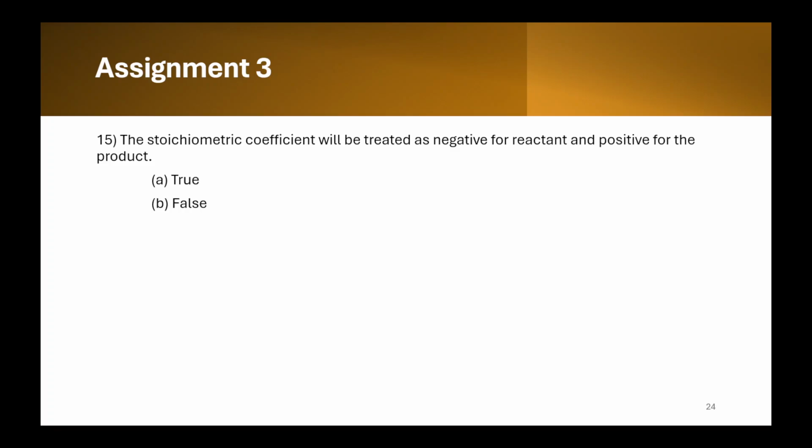Okay. Next question. The stoichiometric coefficient will be treated as negative for reactant and positive for the product. Is this statement true or false? So we have discussed this. So this is the correct statement. So the answer is true.